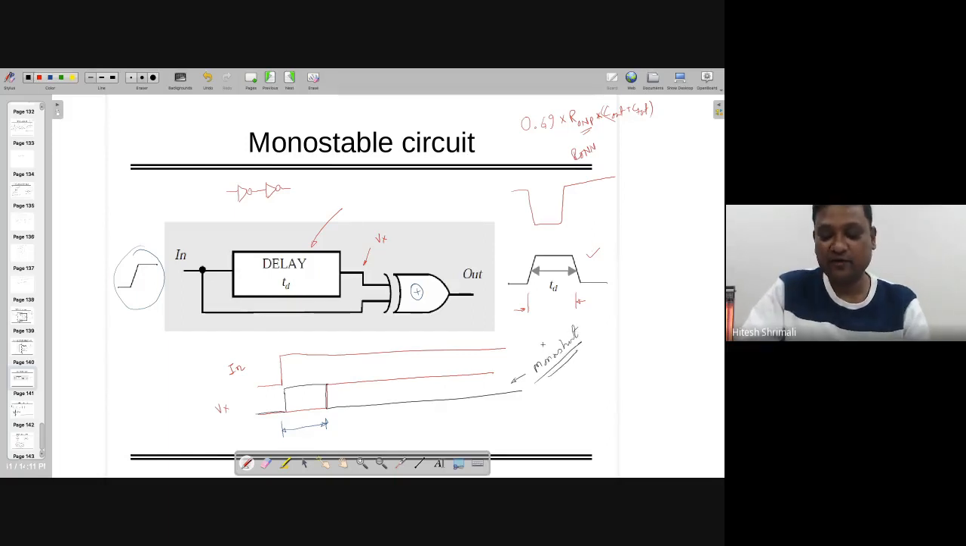However, you can have many other circuits through which you can design monostable circuits or the mono-shot for a given time of making it on or making it off, right? So this is called monostable or the mono-shot.